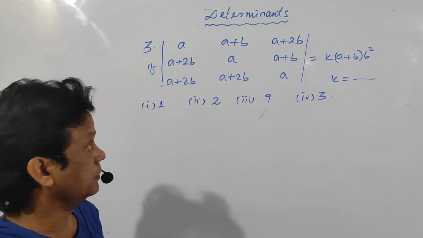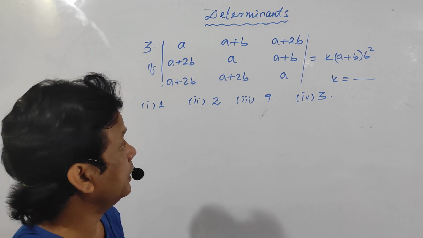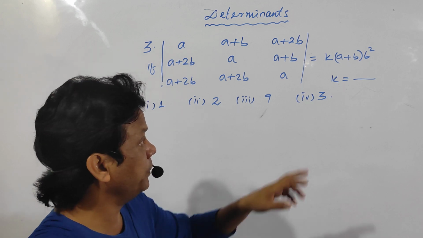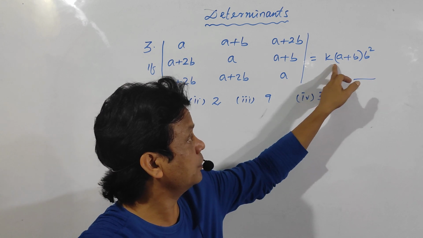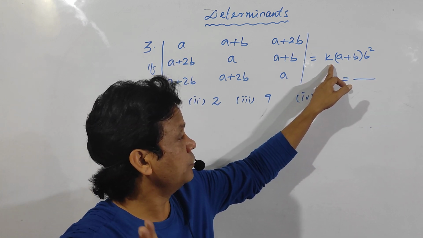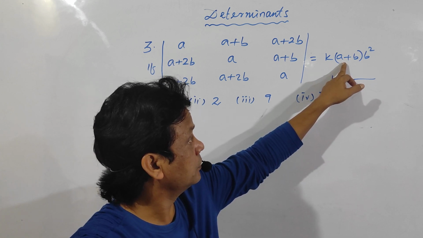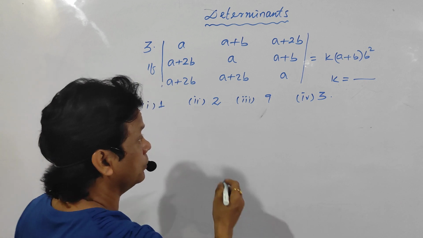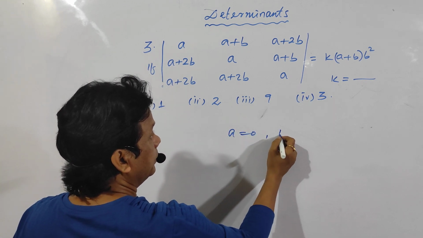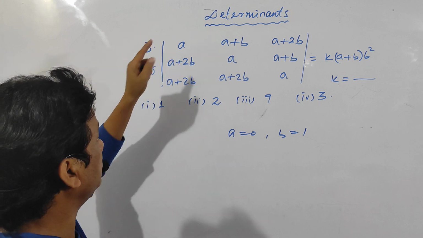See the third question. Here, I cannot put B is equal to 0. If I put B is equal to 0, then this right hand side will become 0. So you cannot find out the value of K. So B should be non-zero. And if A is equal to 0, then the right hand side becomes 0. So I am putting A is equal to 0 and B is equal to 1 I am taking. Okay. So what about the left hand side?